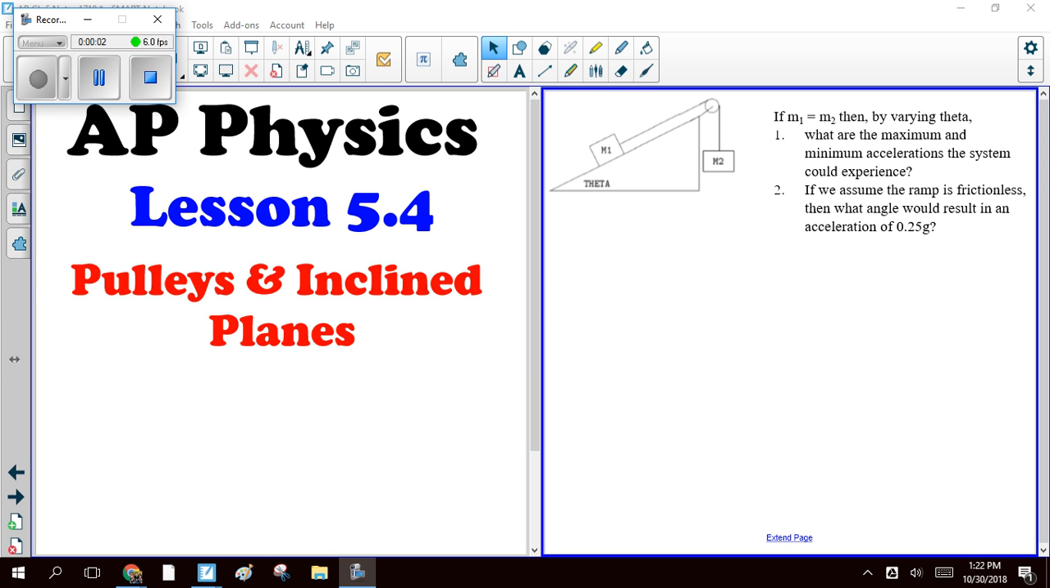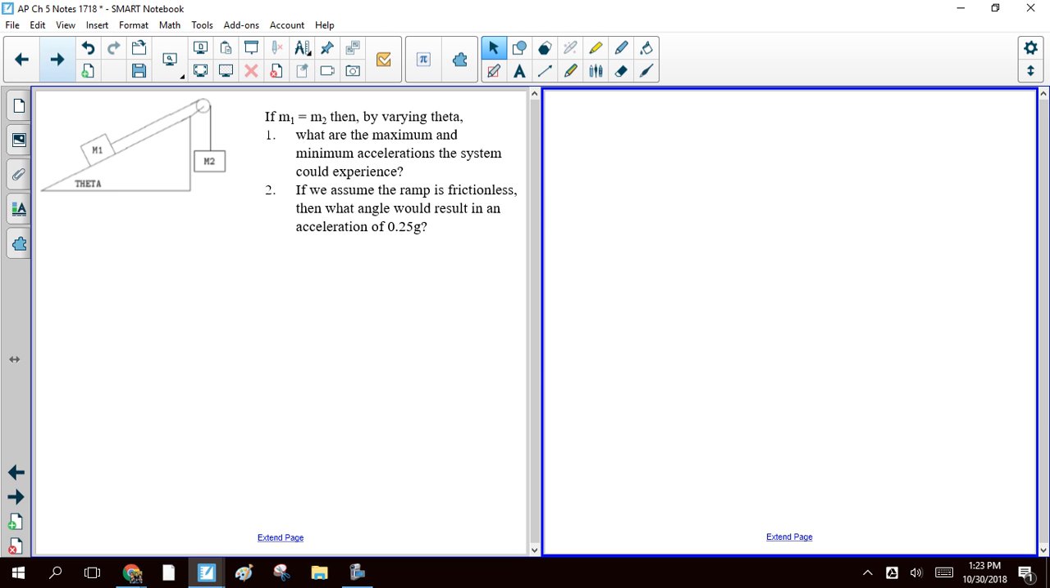All right, last one. So this time we're going to be looking at some problems that have inclined planes. Again, no new concepts, just trying to break up the homework so it's not a zillion problems all at once.